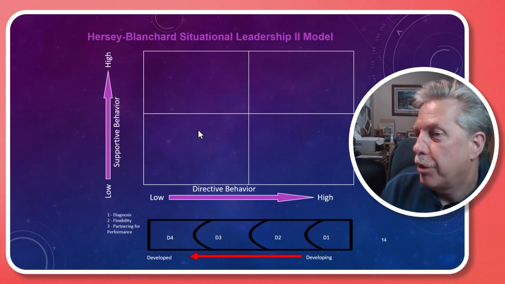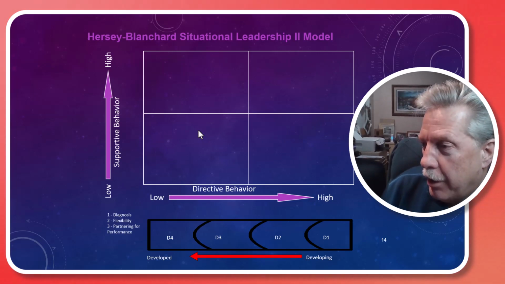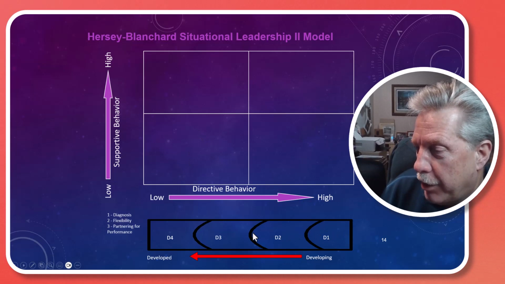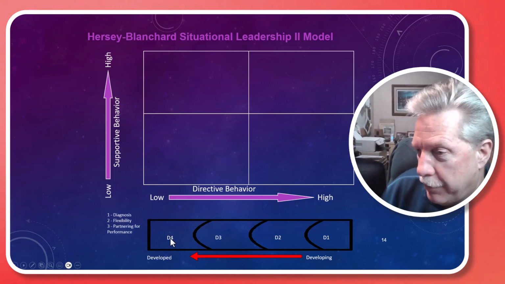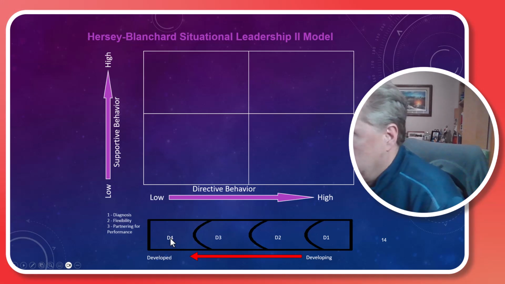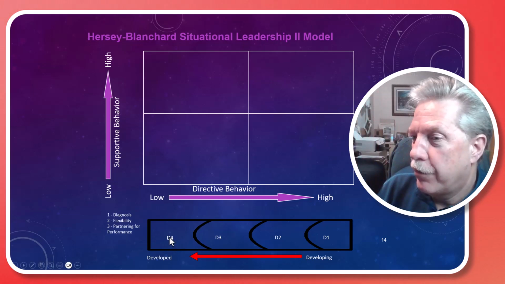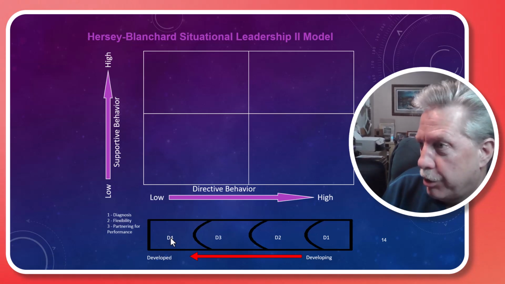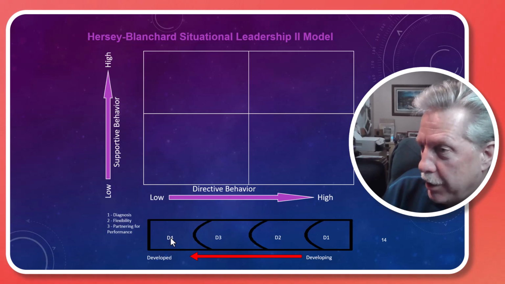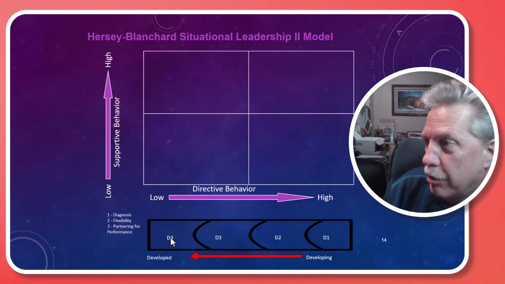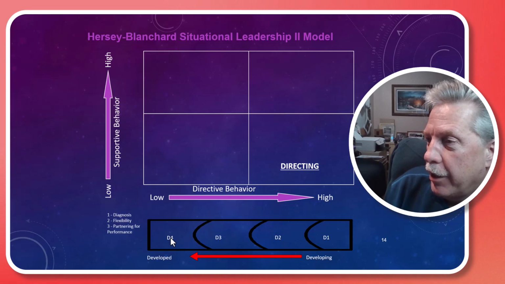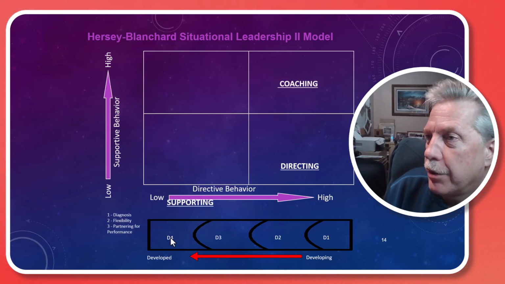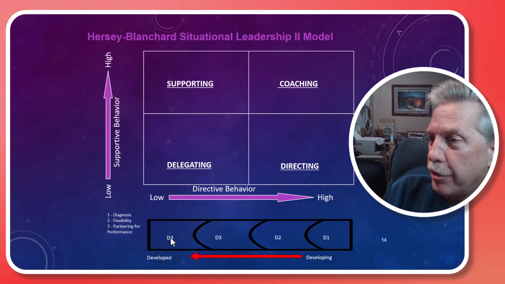So again, as we look through the model, we have taking into account the development of the person from D1 to D4, meaning they're able to do the work on their own in a D4. We want to be able to diagnose and have the flexibility in your leadership style to change based on both what's needed for a particular task and what's needed for a particular individual based on where they are in their development life cycle. Again, you start with directing, and you move into coaching, then into supporting, and into delegating.